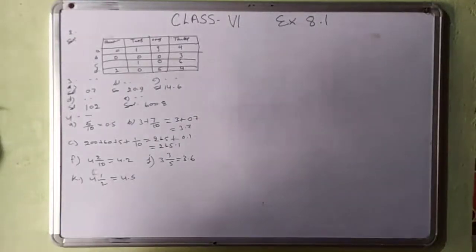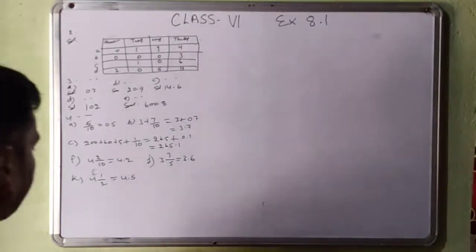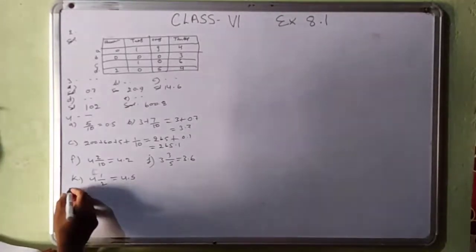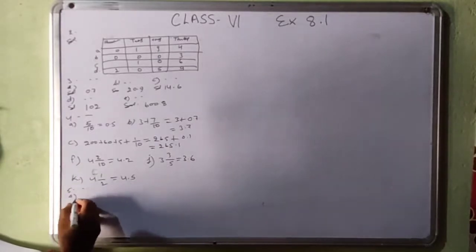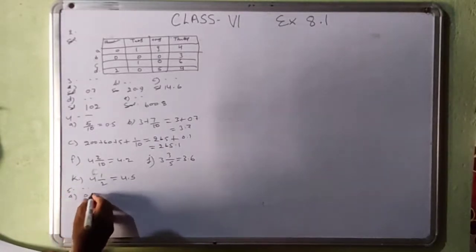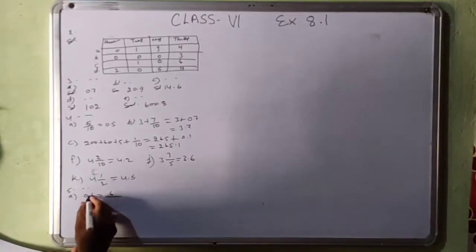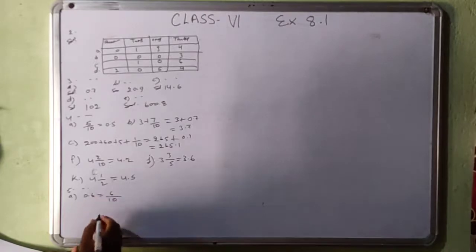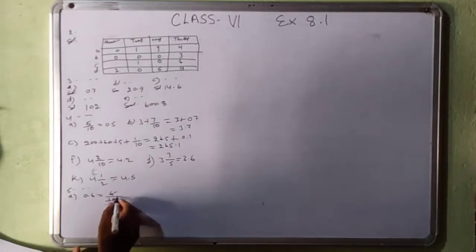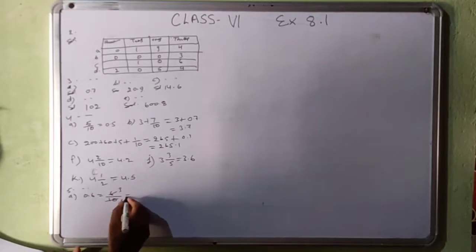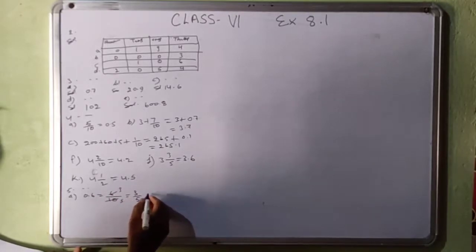Next, write the following decimal as a fraction. Reduce the fraction to lowest form. Fifth question, A part: 0.6 is equal to, we can write 6 upon, for the decimal you will write 1 and then after 1, one digit is there, so 10. This will be cancelled also by 2, 2 3 ja, 2 5 ja. So the final answer is 3 upon 5.